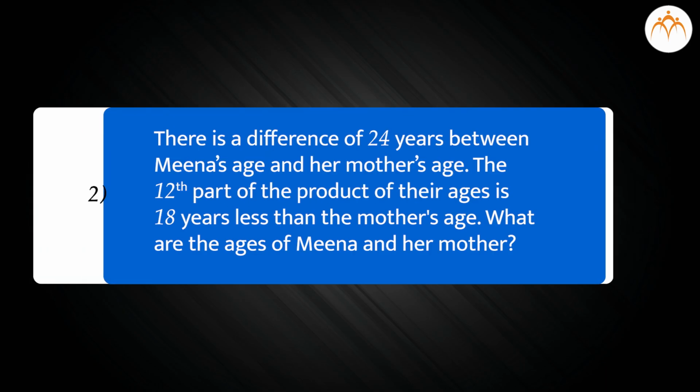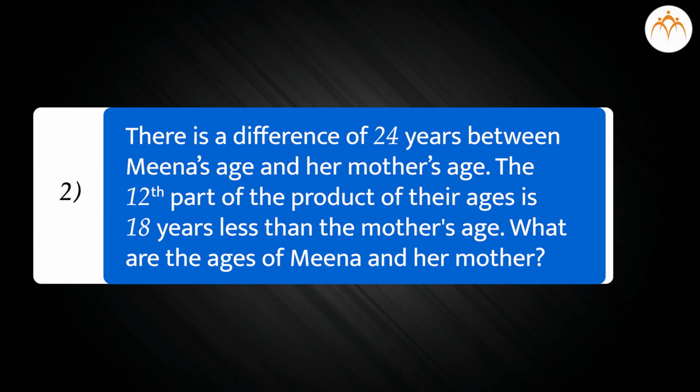There is a difference of 24 years between Meena's age and her mother's age. The 12th part of the product of their ages is 18 years less than the mother's age. What are the ages of Meena and her mother?